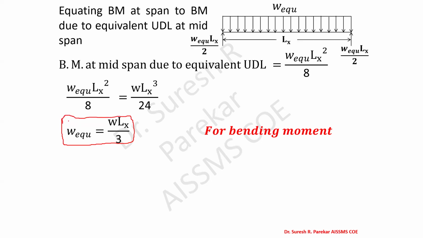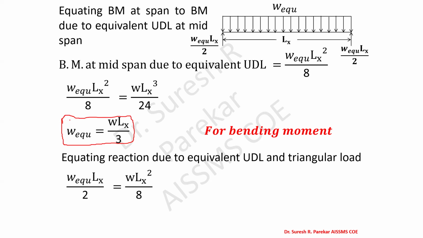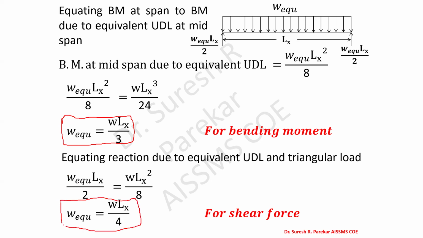If we go for shear, then we take half and equate it, and then W equivalent is WLx by 4, that is for shear. So for bending moment, WLx by 3, and for shear, WLx by 4.